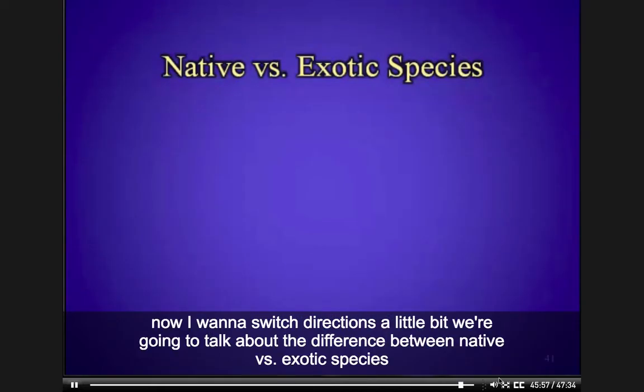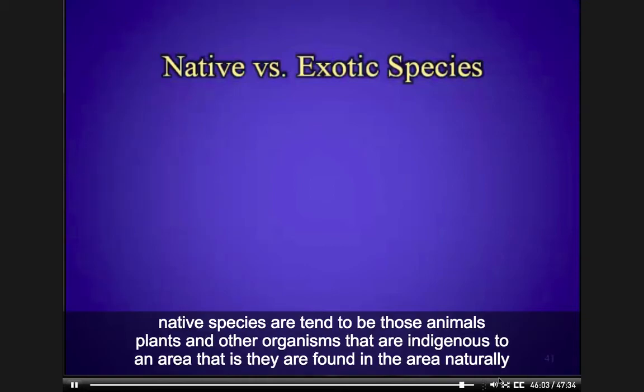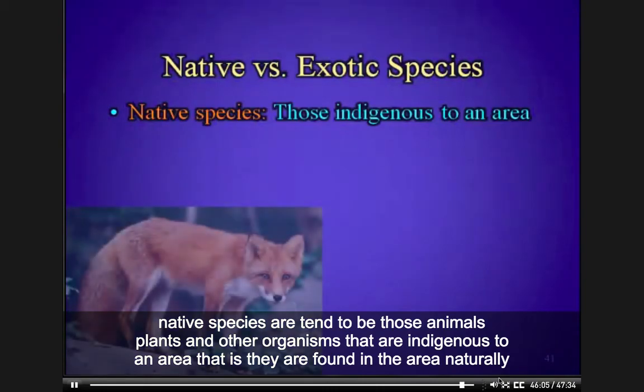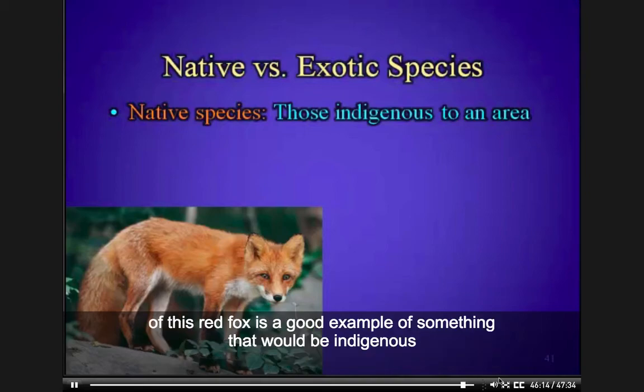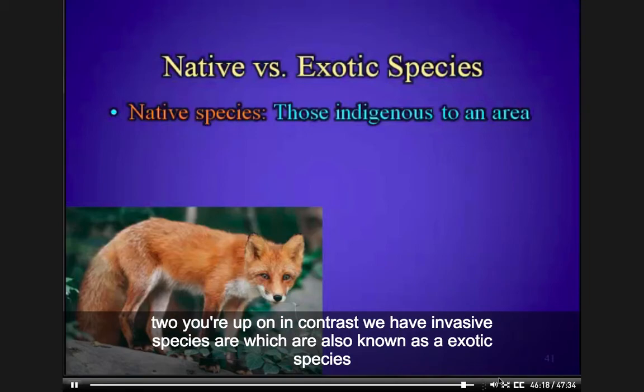Now I want to switch directions a little bit. We're going to talk about the difference between native versus exotic species. Native species tend to be those animals, plants, and other organisms that are indigenous to an area. That is, they are found in the area naturally. This red fox is a good example of something that would be indigenous to Europe.